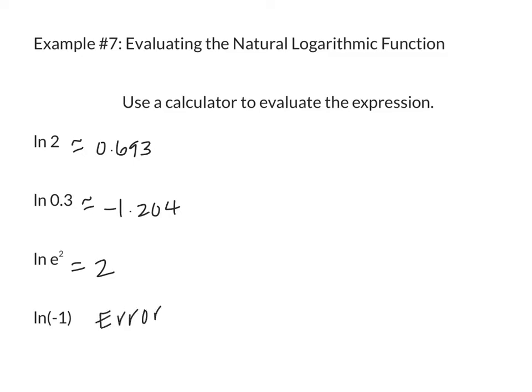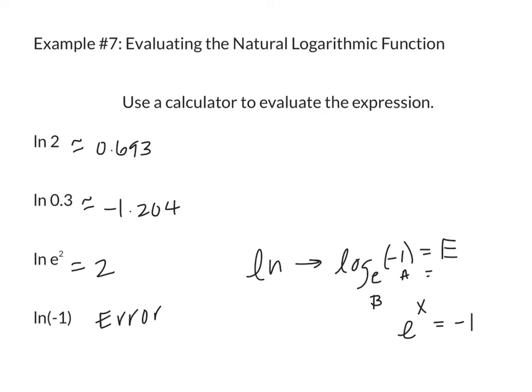And again, the reason why you get an error on the last one is, think about it. If ln means the same thing as log base e, and specifically this one is saying log base e of negative 1. So for us, this is really like saying e to some exponent equals negative 1. But no number to any exponent will ever give you negative 1. So that's why we have an error. It's not possible.